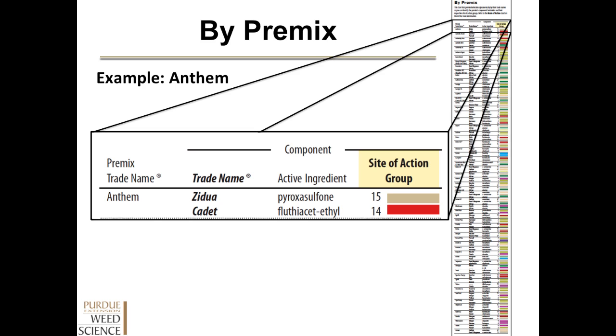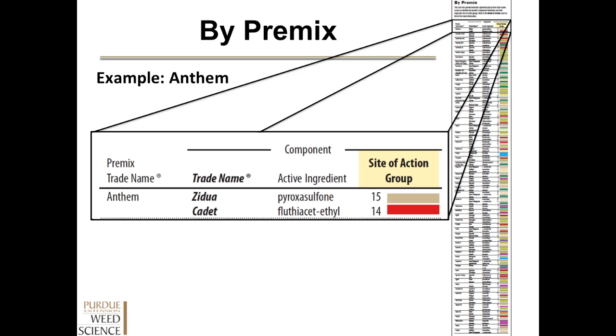So the way we'd use this bi-premix chart, again, just look at the very top there. You have Anthem. What we see as we move across is it has two components. The first component is Zidua, which has the active ingredient pyroxasulfone, site of action group number 15, and again it has that light brown bar that connects you back to the bi-mode of action chart. And the second component is Cadet. Its active ingredient is fluthiacet-methyl, and its site of action group is 14, with the dark red bar that links you back to the bi-mode of action chart.